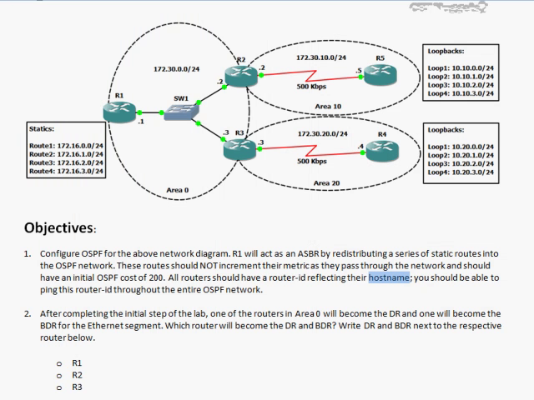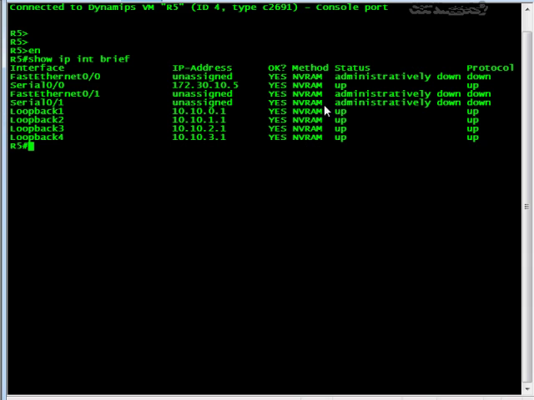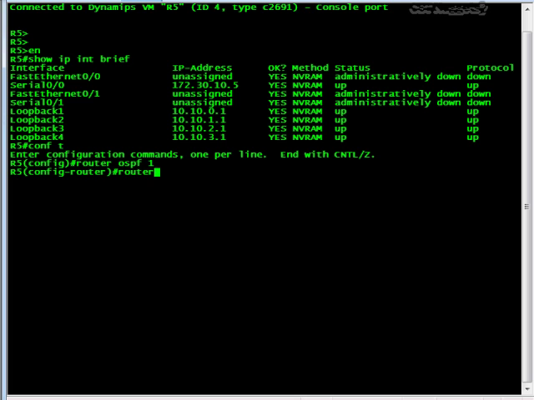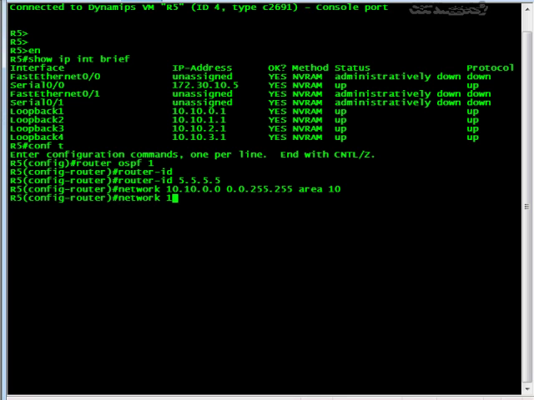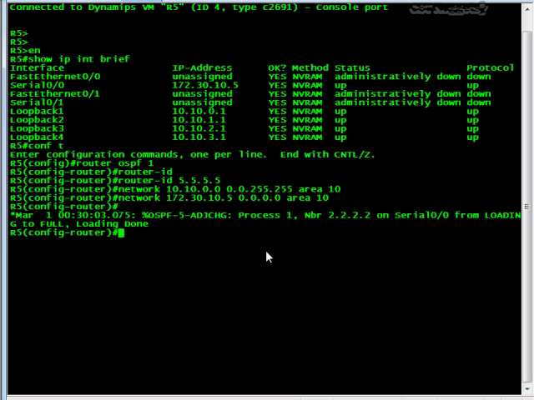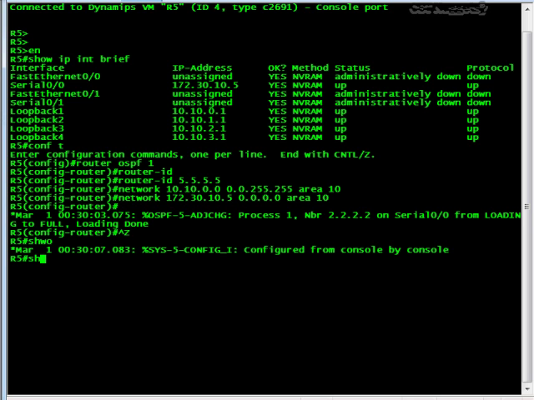Do a show IP interface brief. Again, identifying router 5, sitting up here, there are all its loopback interfaces. And we've got all interfaces in area 10. So let's do it. Router OSPF 1, router ID 5.5.5.5. Network 10.0.0.0 0.0.255.255. Is there any consistency with my network statements? No. Network 172.30.10.5. That's consistent. Area 10. There we go. That should bring up the OSPF relationships. Good. So now let's just give ourselves that warm fuzzy feeling.